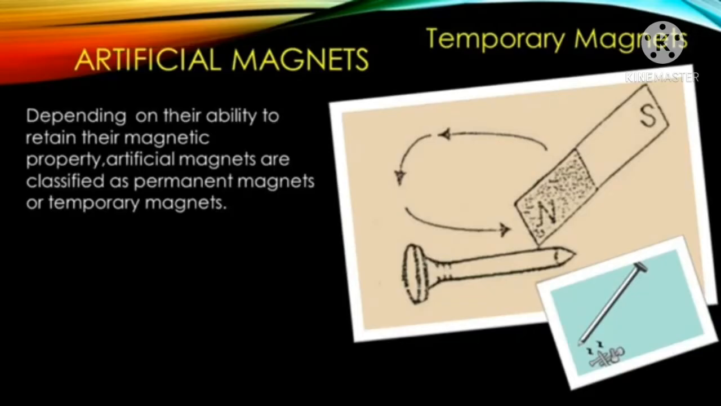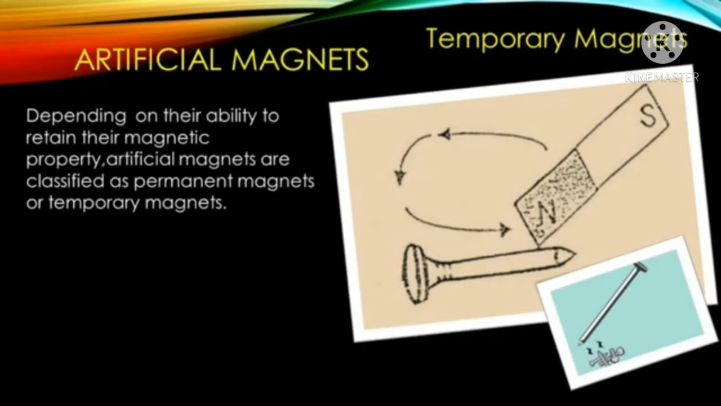Artificial magnets are produced from magnetic materials. These are generally made by magnetizing iron or steel alloys electrically. Artificial magnets are also produced by stroking a magnetic material with magnetite or with other artificial magnets. Depending on their ability to retain their magnetic property, artificial magnets are classified as permanent magnets or temporary magnets.